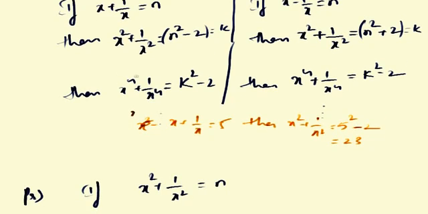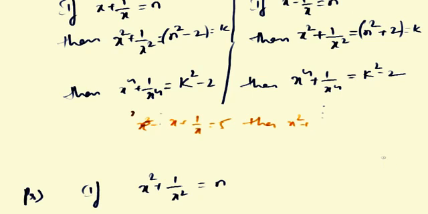In the same way, if you want to find x power 4 plus 1 by x power 4, what will happen? You need to consider the square of this value, means again you need to square the thing, so it will become 23 square minus 2. We have told this in the first topic, 23 square minus 2. That is the meaning of the entire thing we are discussing now.